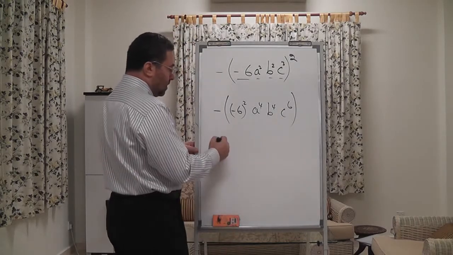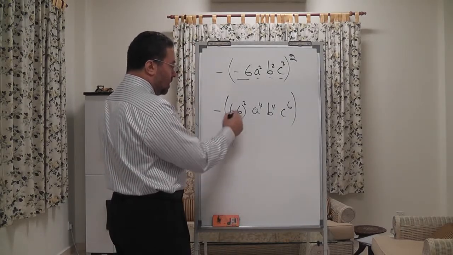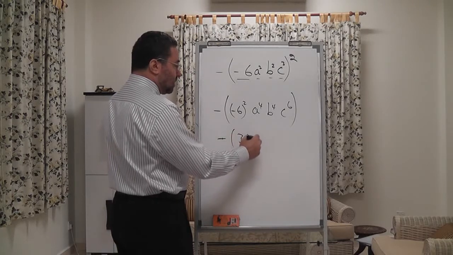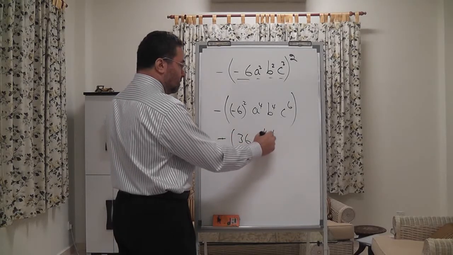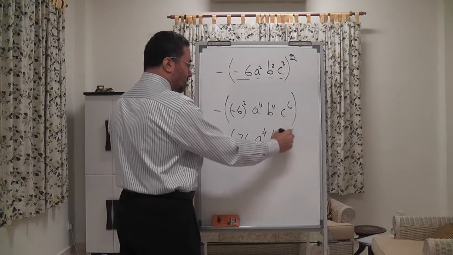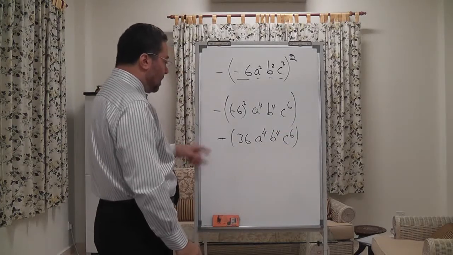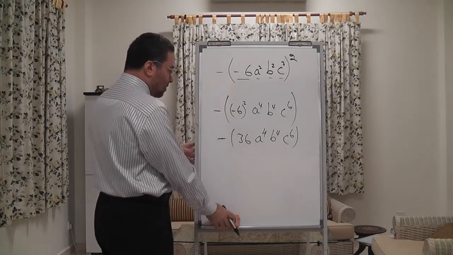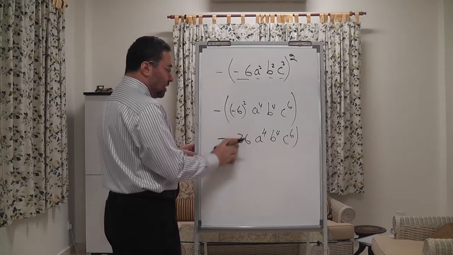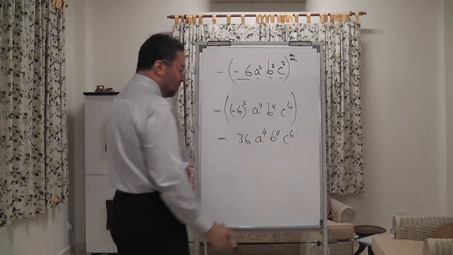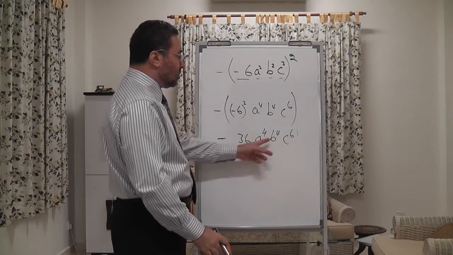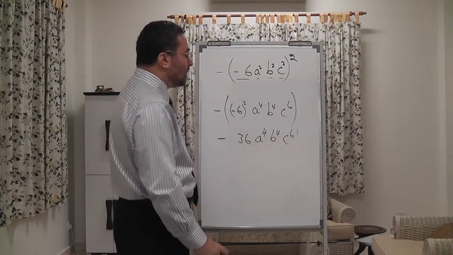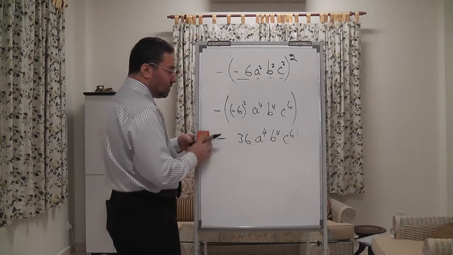Minus, this we squared, that's 36. The rest remains the same. Multiplying minus by all this, we simply change the sign of this number, and we get minus 36, a to the 4th, b to the 4th, and c raised to 6.